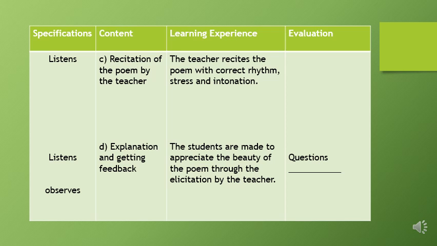After the recitation of the poem by the teacher, the next step is explanation and getting feedback. In prose we have explanation and eliciting responses, but here in poetry we have explanation and getting feedback. The teacher should explain the poem in a simple language so that the students can understand, and after explaining the poem you should get feedback.